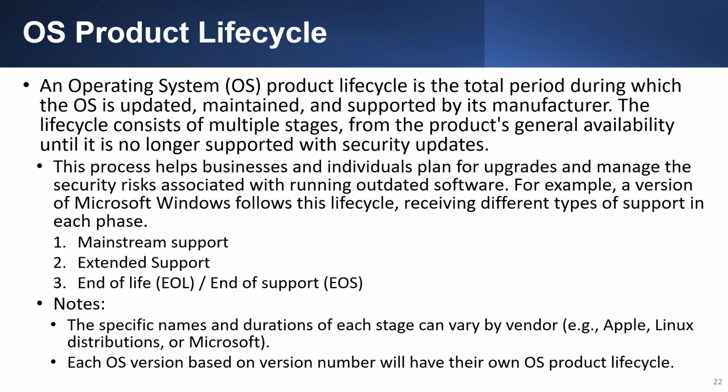For example, a version of Microsoft Windows follows this lifecycle, receiving different types of support in each phase: mainstream support, extended support, and end of life, or EOL, and end of support, or EOS. Note, the specific names and durations of each stage can vary by vendor, such as Apple, Linux distributions, or Microsoft. Each OS version is based on a version number, which will have its own OS product lifecycle.